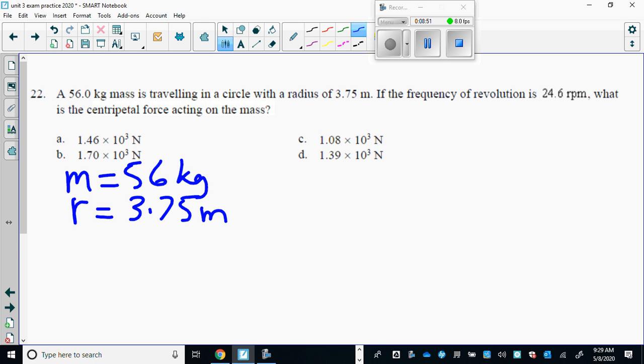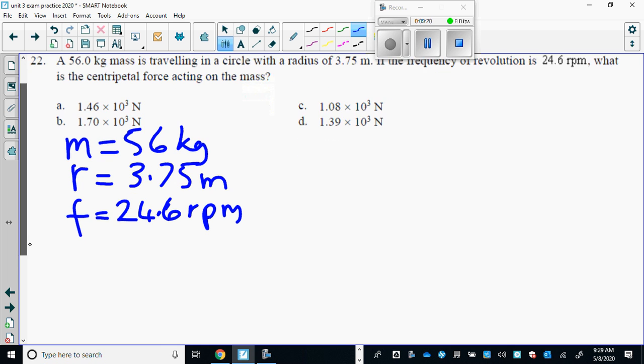So be careful about how that frequency is expressed, because it's not expressed in hertz, is it? Hertz is cycles per second. This is expressed in revolutions per minute. So the frequency equals 24.6 RPM, but that is not cycles per second. Frequency is cycles per second, hertz. So if we need that, we're going to have to change that.